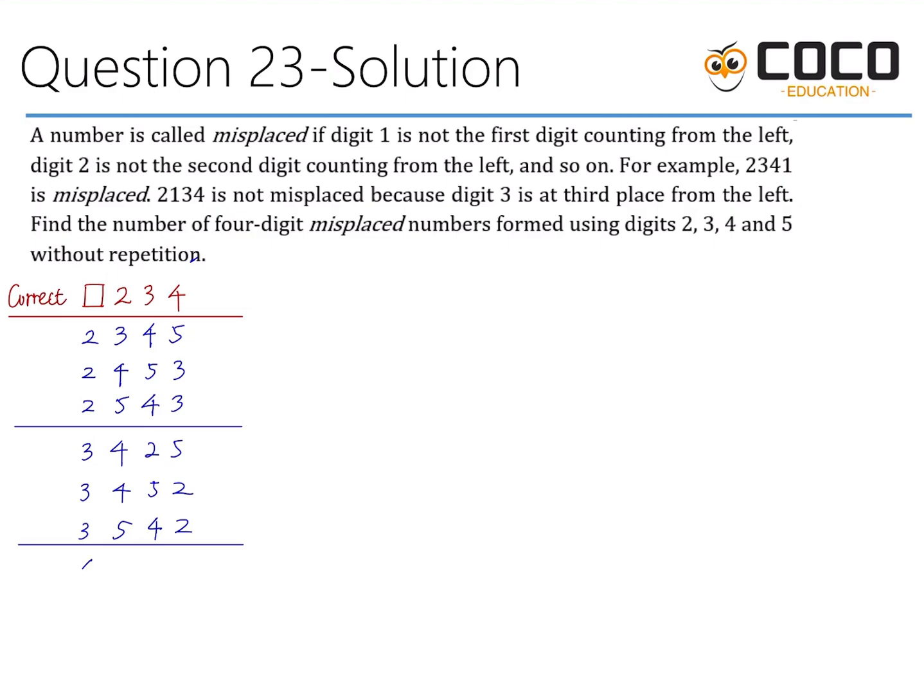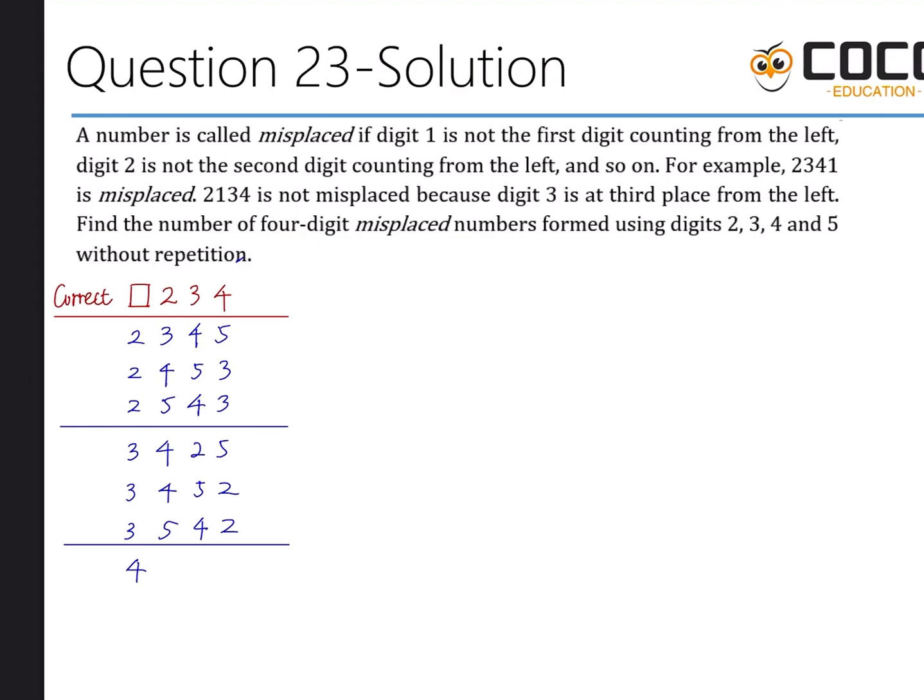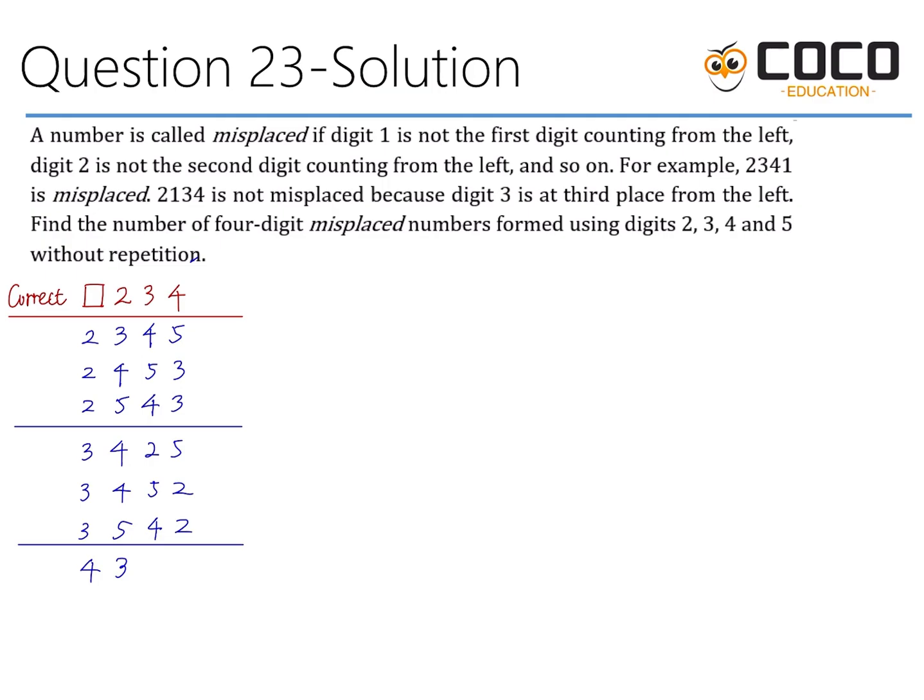Or we can start with 4. So the second one can be 3. So 4, 3, 2, 5. Or 4, 3, 5, 2. Or we can try 4, 5. So it can be 4, 5, 2, 3. Also 3 ways.